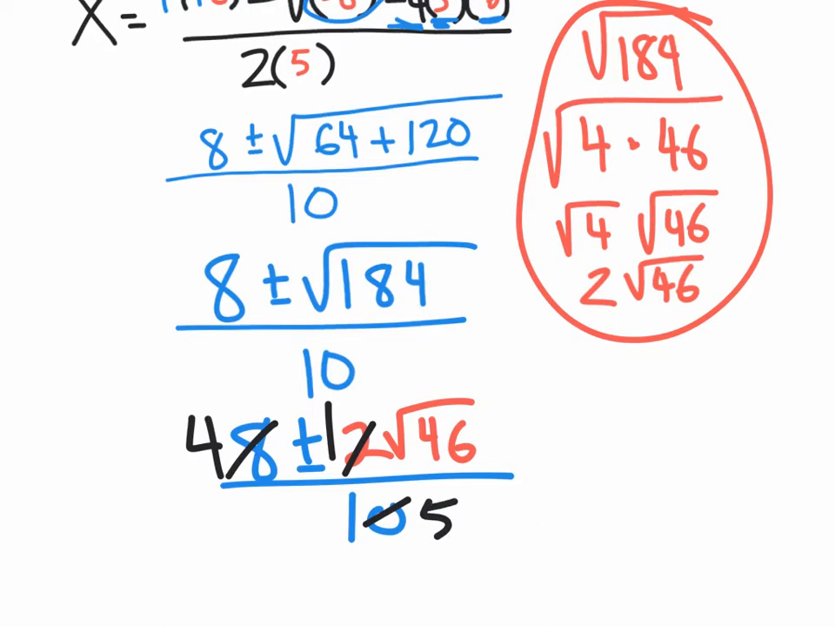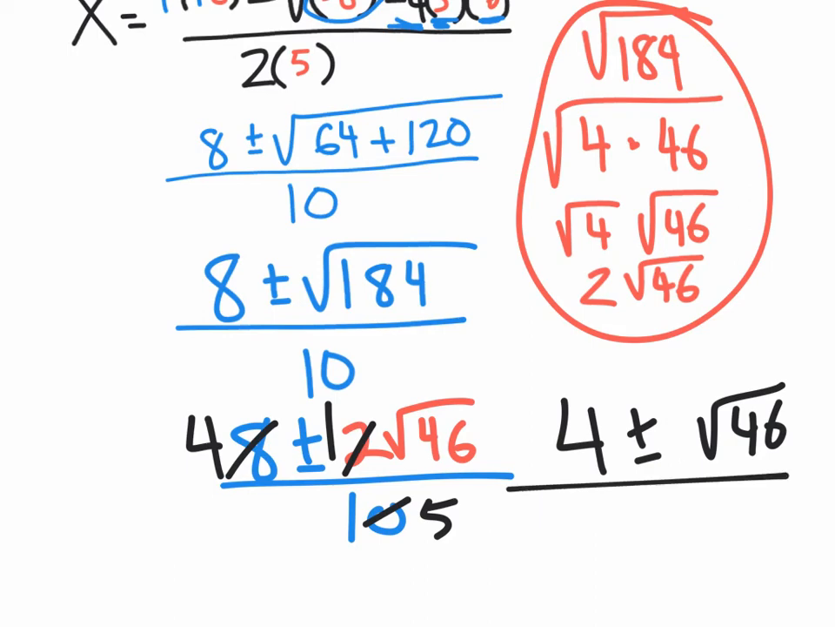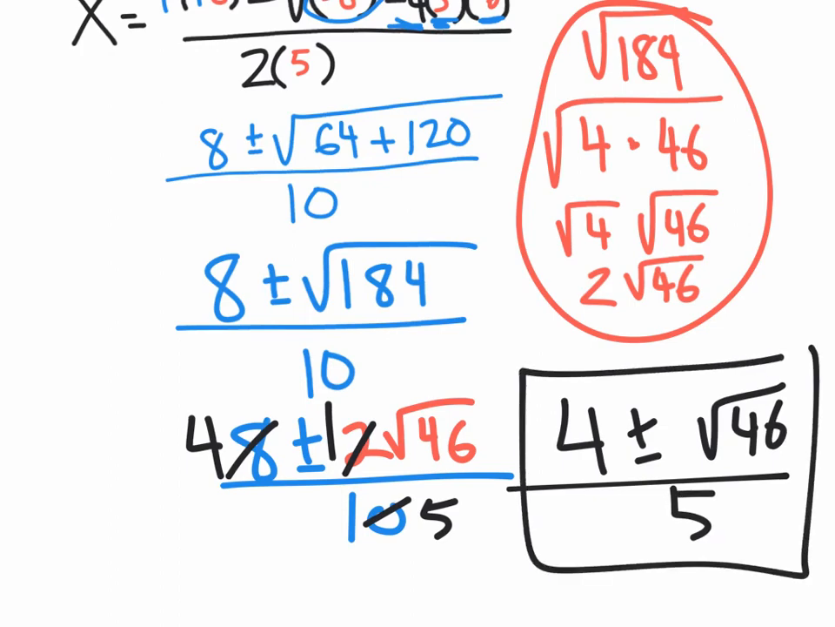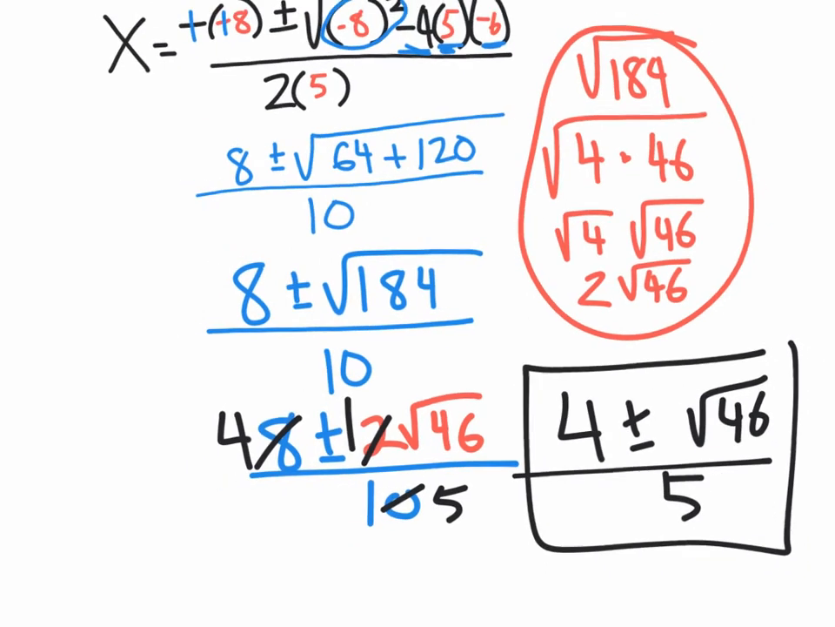So my final answer will be 4 plus or minus square root of 46. I could put a 1 right here in the front, but the truth is the multiple choice will not have a 1 in the front. So divided by 5, that's your final answer in simplified radical form. I hope this helps.